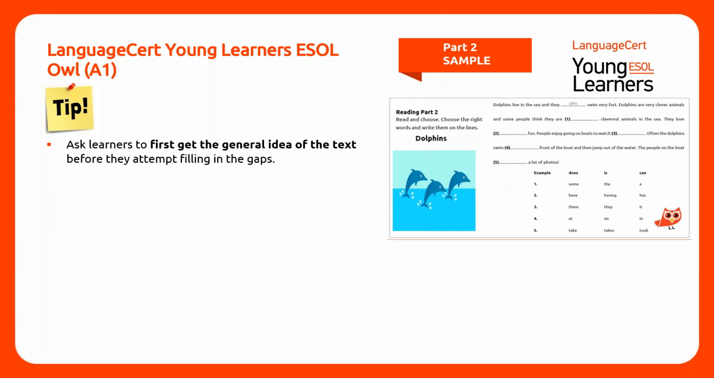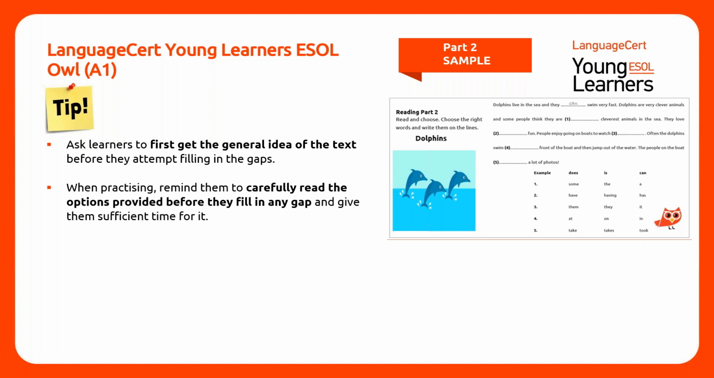Regarding part 2, ask learners to first get the general idea of the text before they attempt filling in the gaps. When practicing, remind them to carefully read the options provided before they fill in any gap and give them sufficient time for it. Remind them they must copy the options they have selected correctly.